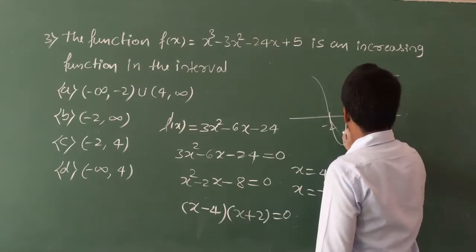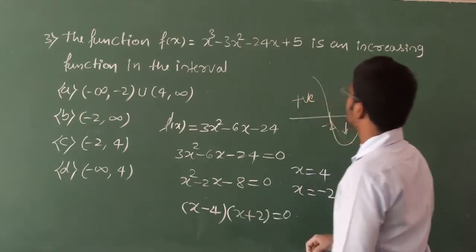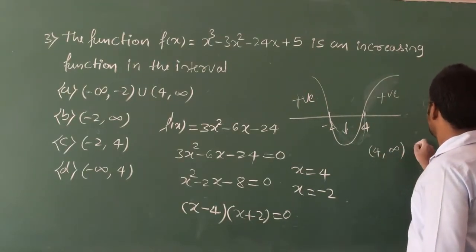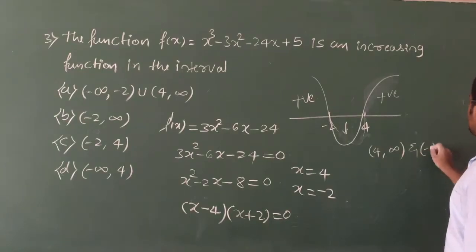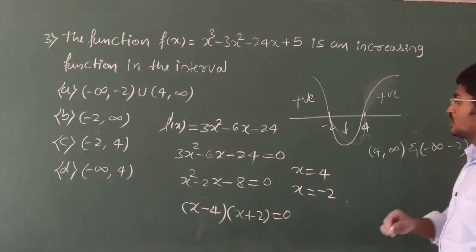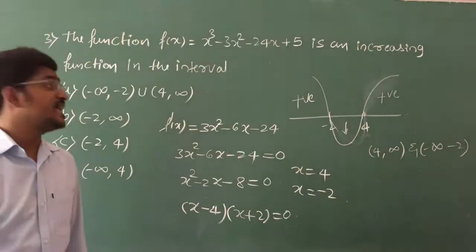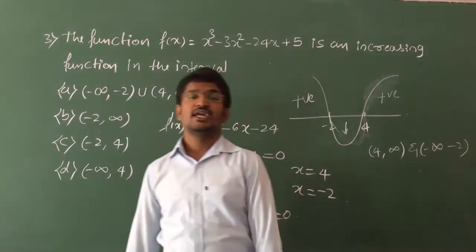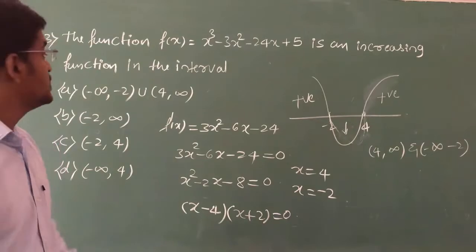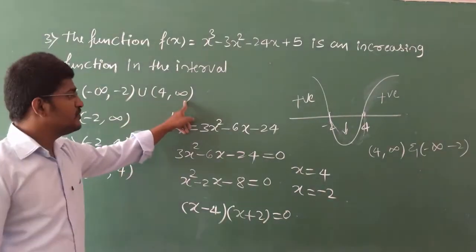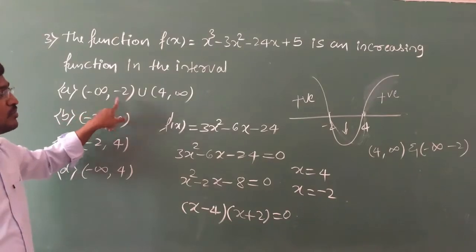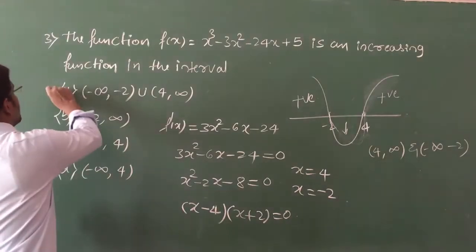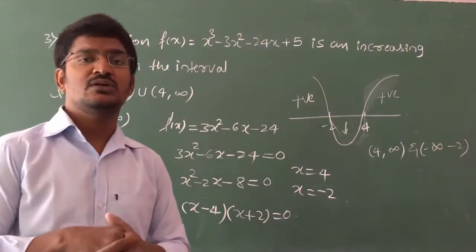Positive, negative, positive. That means 4 to infinity and minus infinity to minus 2. It is increasing. See here, minus infinity to minus 2, 4 to positive infinity, it is increasing in two intervals. So that's why (4, infinity) union (minus infinity, minus 2) will be the correct answer. So option A is correct for your third problem.